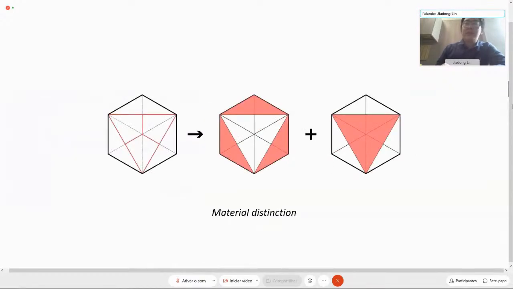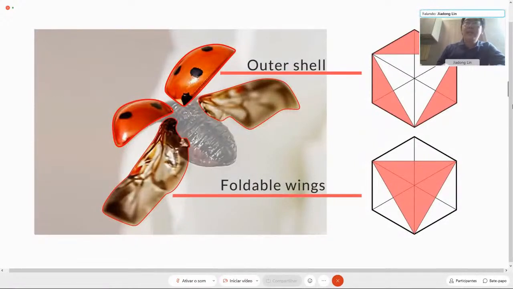And then we distinguish the material, make the outside material opaque and hard, the inside material soft and translucent. This idea comes from the ladybug wing, where the foldable wings are well protected by the outer shell.